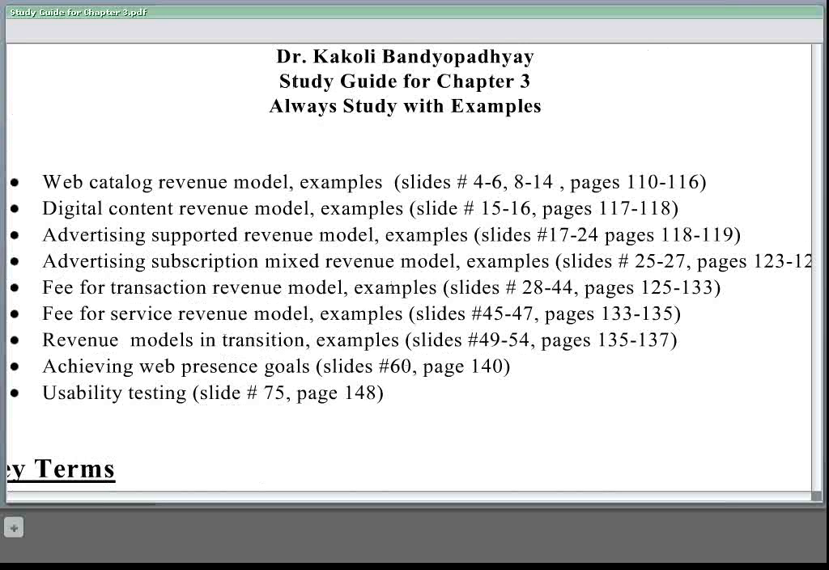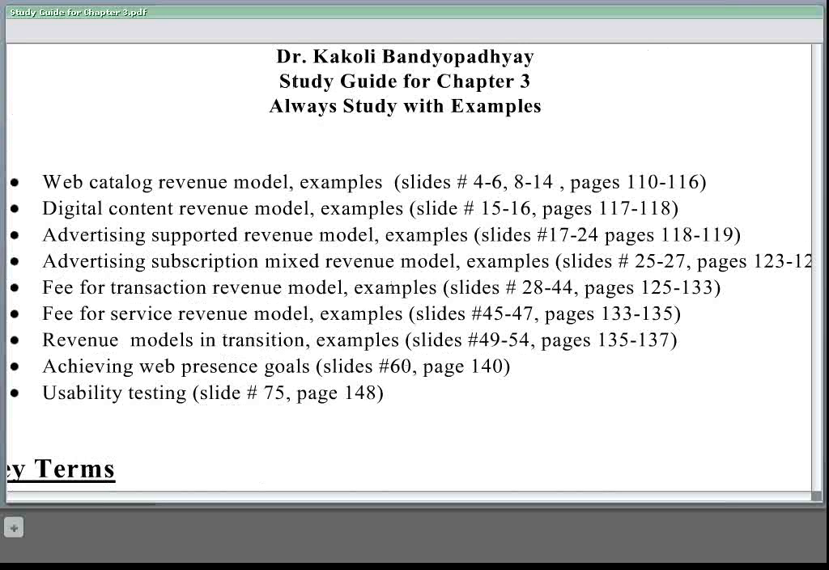Fee for transaction revenue model. They offer services for which they charge a fee. Lots of firms like stock brokers, even tickets like Ticket.com, Ticketmaster.com, insurance brokers, travel firms, charge a fee for transaction. So they are basically the fee for transaction revenue model. Fee for service revenue model: online games and movies, professional services of doctors, lawyers, accountants, etc. They follow the fee for service revenue model. So they charge a fee for the service they provide.